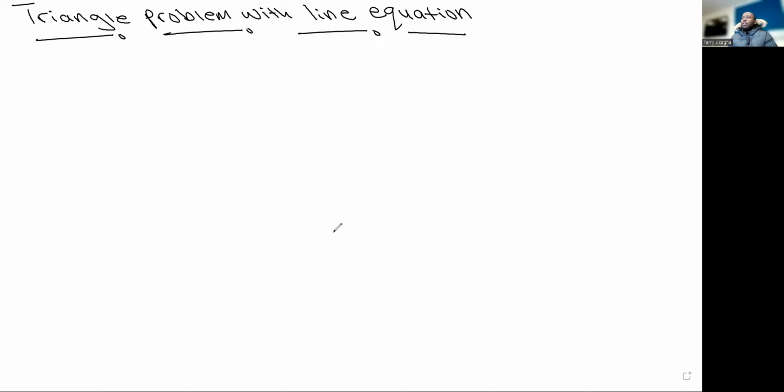Okay, I'll be talking about triangle problems with line equations today, so make sure you've reviewed the previous video and try as much as possible to ensure that you know how to solve questions relating to parallel lines, perpendicular lines, and points of intersection, because it's going to be very, very important here.